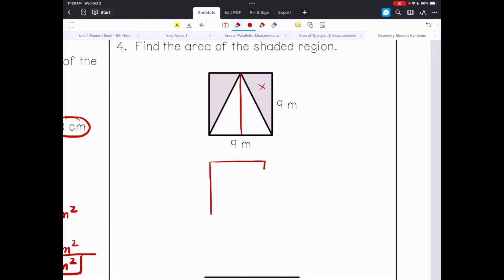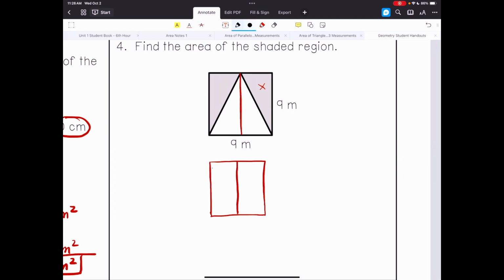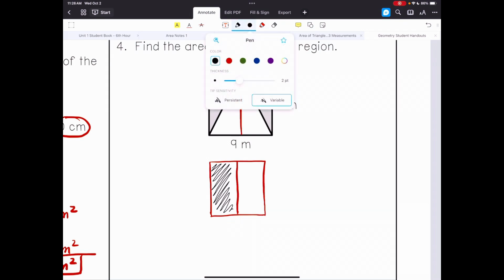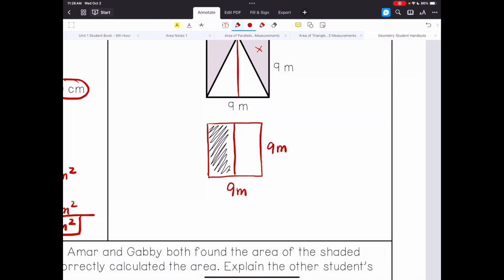When we do that, this is actually going to create two sides of our rectangle. The first one being the gray shaded side, and then the other side is going to be our white side. And so if we look at this 9 meters by 9 meters, we're going to find the area of the entire rectangle and then just cut it in half because half of it's gray and half of it's white.